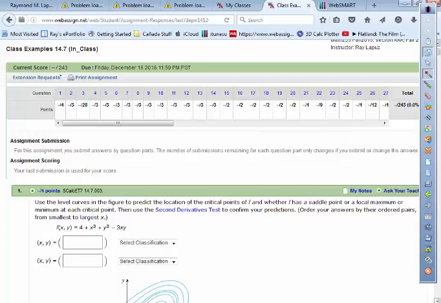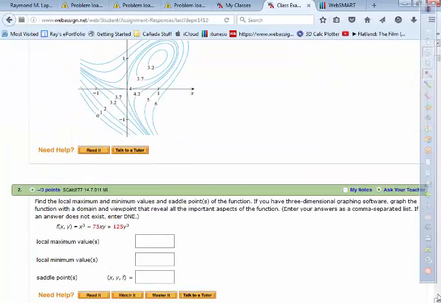Let's do this first one. Wait, maybe that's a homework problem. Ah, that's a good one. Let's do it.